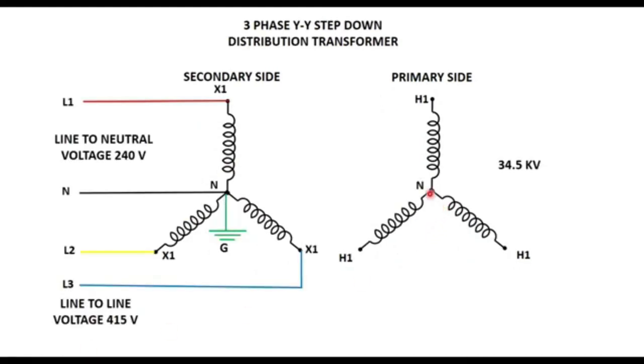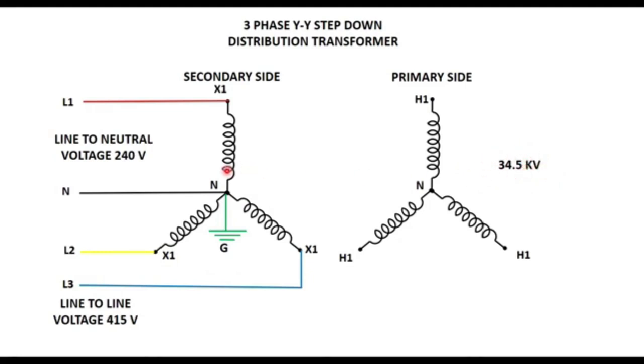Ayan, pagka kinonect na natin yan, ito na siya. Halimbawa, step down. Yung H1 andun pa rin, yung connection sa gitna, magiging neutral na yon. Neutral. So, ganun din. X1, tapos yung gitna, neutral. So, halimbawa, ang supply natin is 34.5 kV.